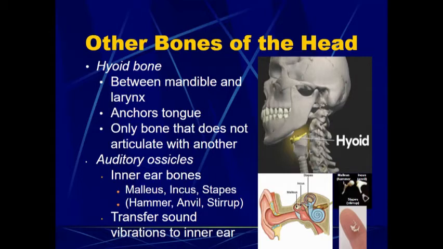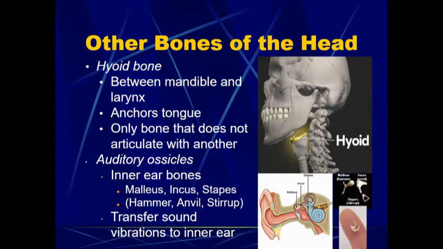It's between the mandible and the larynx. Its job is to anchor the tongue. So it's providing like a base for the tongue, which is a muscle we use very often. And it's the only bone that does not articulate with another. When we say articulate, we mean that the bones are somehow connected so that there's able to be movement. This bone appears to kind of just be floating out there, and it is attached to ligaments to hold it in place, but it's not really attached to any other bone itself.